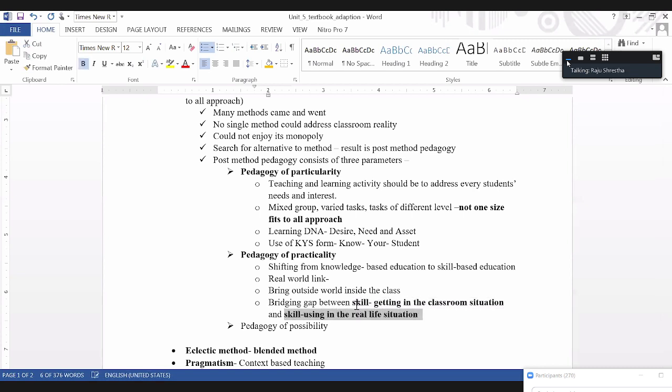This kind of gap should be bridged in English language class. So this is what practicality, simply you understand like this.